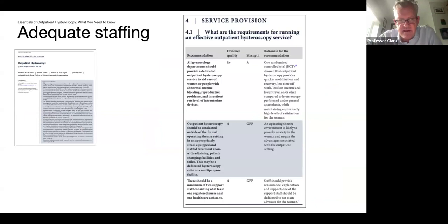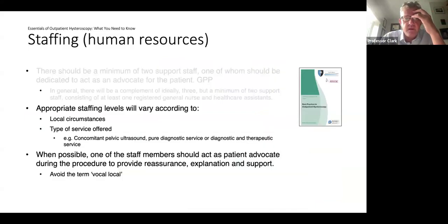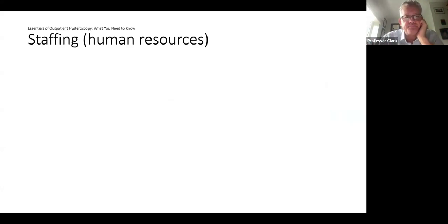Okay, I've just touched on that. So in the evidence-based guidance I alluded to, we have made some recommendations about staffing. And again, I think I've already mentioned the patient advocate. We don't really like the term vocal local now, but it's the idea that there's someone at the head end of the bed who can feed back to you as the operator, although you should be cognizant of what's going on and how the patient's coping, but also someone just to support and reassure and be with the patient.